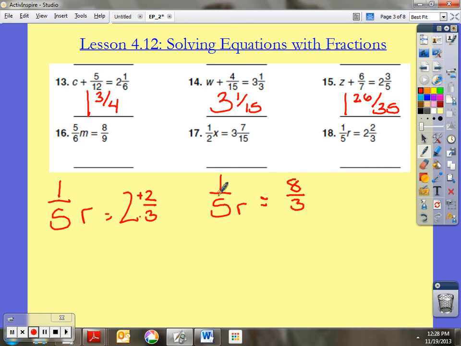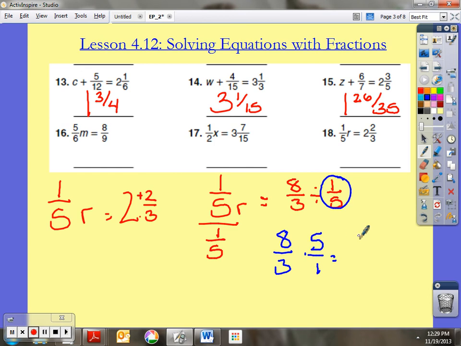Now, the opposite of multiplying by 1/5 is to divide by 1/5. I like to write divide by 1/5 on the right-hand side of this equation. When I am dividing fractions, I saw some of you trying to find common denominators. Remember, you don't have to do that with dividing. You're going to multiply by the reciprocal of the second fraction, so it becomes 8/3 times, remember, the reciprocal is that number that makes a fraction equivalent to 1. The reciprocal of 1/5 is 5/1.